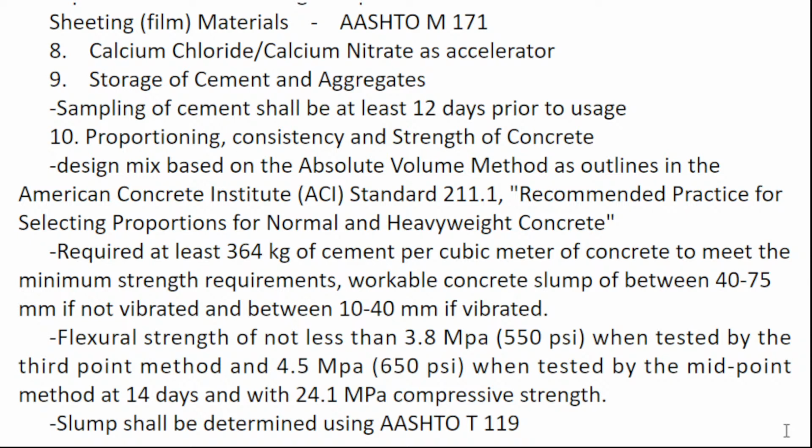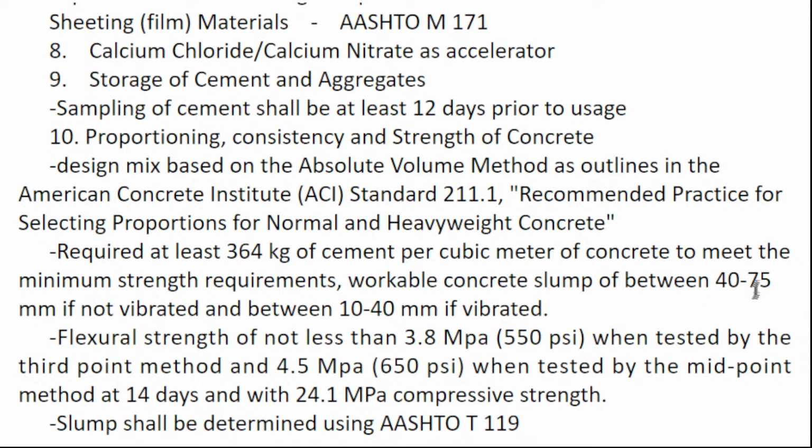Okay. Recommended practice. Required at least 364 kilograms of cement per cubic meter of concrete. So 1 cubic meter of concrete requires a minimum of 364 kilos. 1 bag of cement is 40 kilos, so divide by 40. That is 9 bags. More than 9 bags of cement per cubic meter. So use 10 bags because 9 bags is the minimum. 10 bags of cement, 1 bag is 40 kilos, for every cubic meter of concrete, to meet the minimum strength requirements.